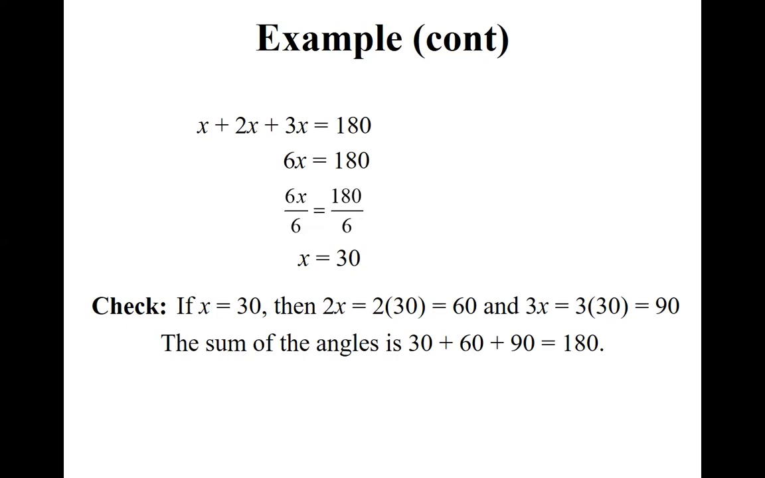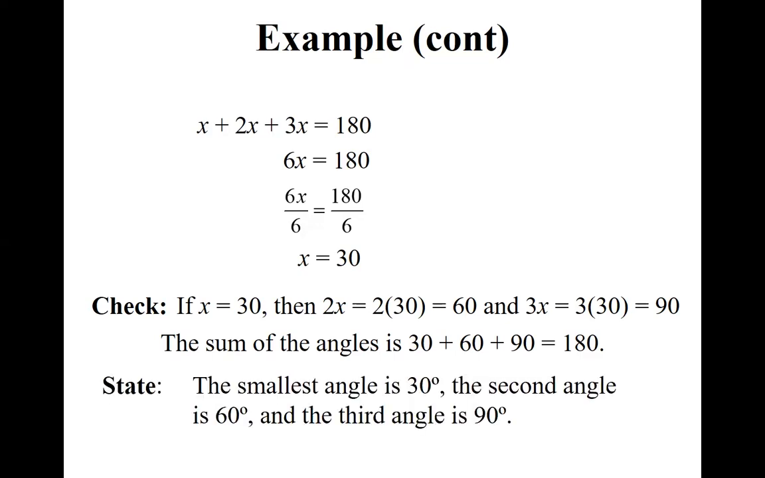Now we need to be sure to answer the problem. The problem didn't say find the measure of the smallest angle. It said find the measure of all the angles. So the angles measure 30 for the smallest, 60 for the second, and 90 for the third. To just say x equals 30, or even extending that to say the smallest angle is 30, does not completely answer the question that was asked. We were asked for the measures of all 3 angles, so that's what we must state to be completely correct.